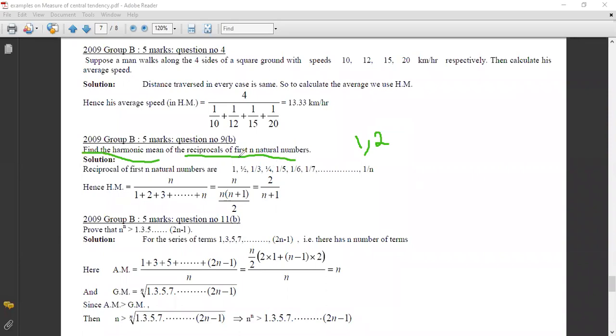বলেছে reciprocal of the first n natural numbers. প্রথম n টা natural numbers. So they are 1, 2, 3, 4 and up to n বলেছে না, first n natural numbers. So you can write it like n. I know you don't know the value of n. n এর কত মান ছেড়ে দাও. It may be 10, 20, 15, 100, 1 crores, whatever may be the value of n. Ignore about the value. First n natural numbers. Now what you have to do? Find the harmonic mean of the reciprocals of the first n natural numbers.